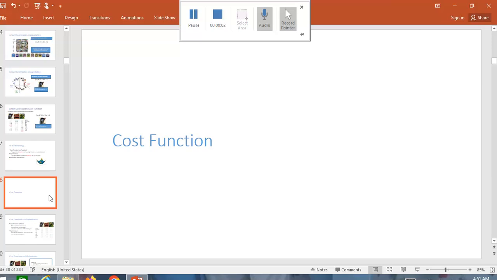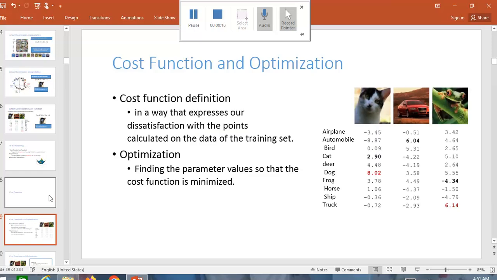Hello guys, thank you so much for being with me in another artificial neural network tutorial video. We said that if we have a cost function with the help of which we can find the W's, our problem is solved. Now the question is what this cost function should be.